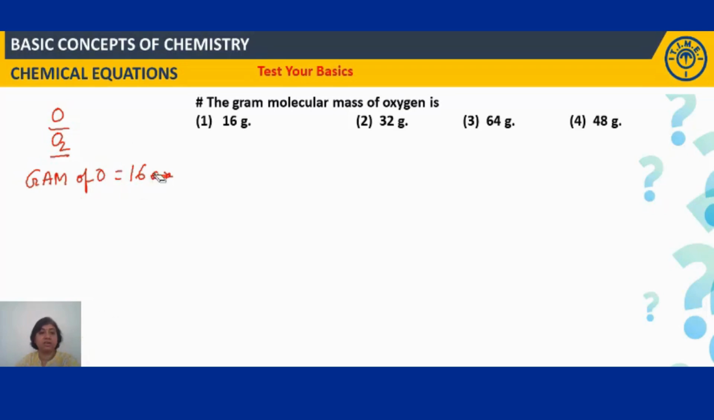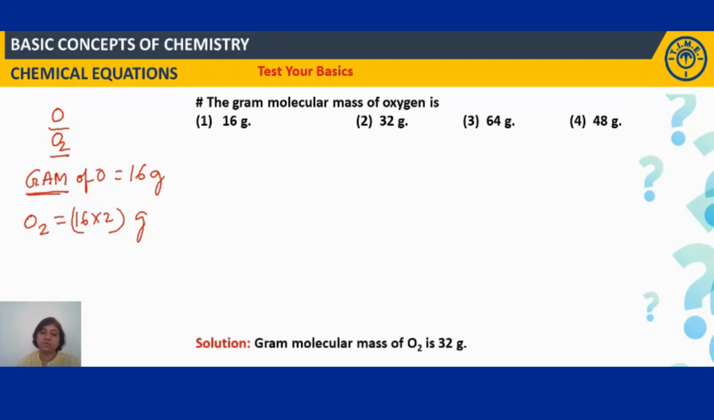So it is not 16 AMU. If it is only one atom, then it is 16 AMU. Otherwise, it is 16 grams, because we are saying gram atomic mass, so it is 16 grams. Now gram molecular mass for O2 is equal to 16 into 2 grams. I think you are ready with your answer. So the answer is 32 grams, choice 2. Let's see the choice. Choice is 32. So we will move on to the next question.